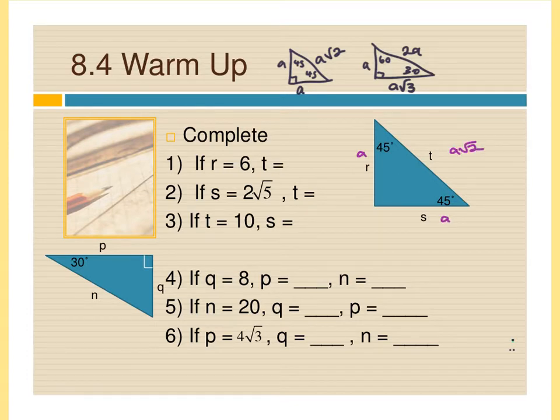So each of these is going to give you a little bit of different pieces of information. Number 1 gives you that R is 6. So if this is 6, then this is also 6. And this would be 6 root 2. So T is 6 root 2.